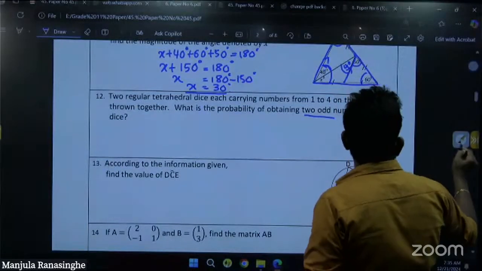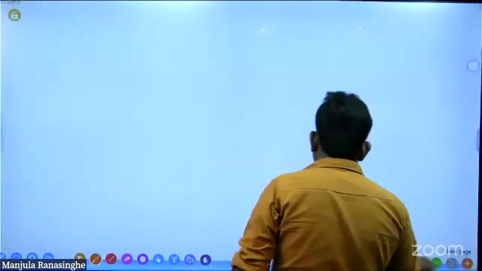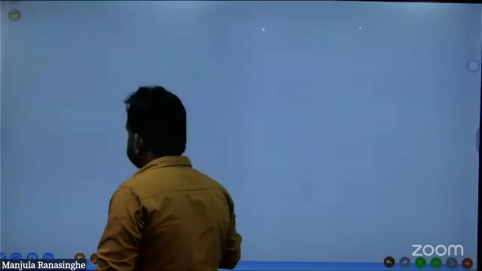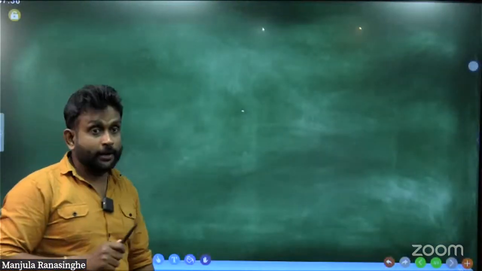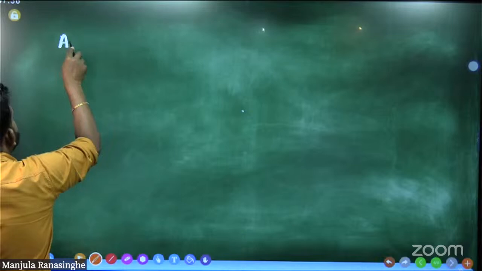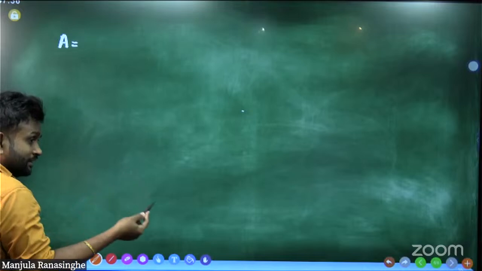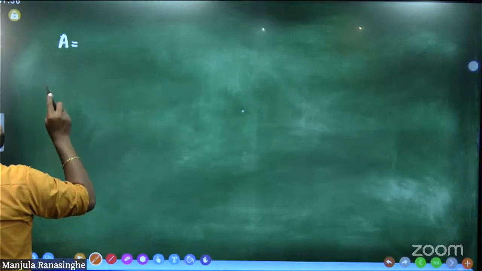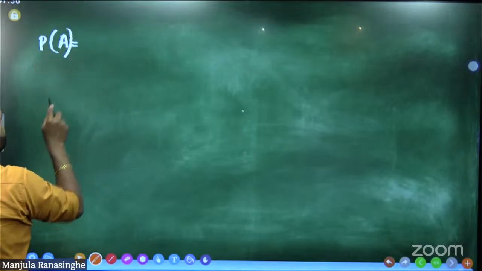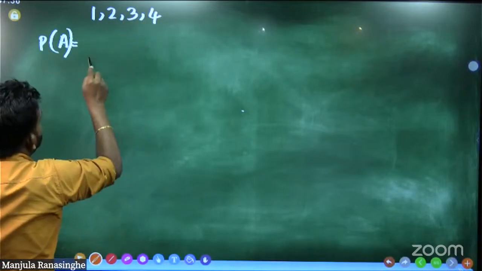Taking odd numbers in both dice, that means, so now you know that. See here, right? Tetrahedral die. So we check the first event A, and what is A? Obtaining an odd number on the first die. So directly I can write the probability of A. How many outcomes when you toss it: 1, 2, 3, 4, tetrahedral die. Then we have a total of 4 results.